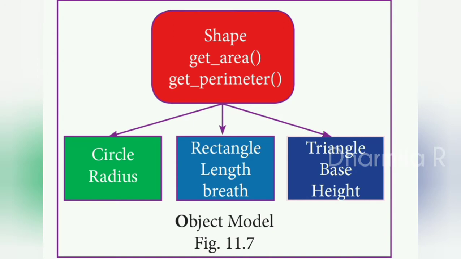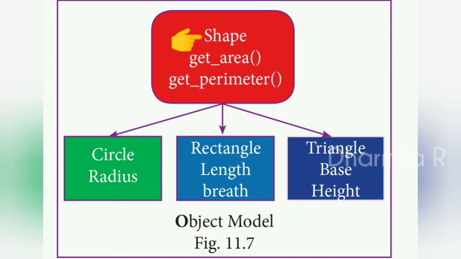The object model is shape, circle, rectangle and triangle. All are the objects in this model. Circle has the attribute radius and rectangle has the attributes length and breadth. Triangle has the attributes base and height. And these objects, circle, rectangle, triangle, are inherited from the object shape.